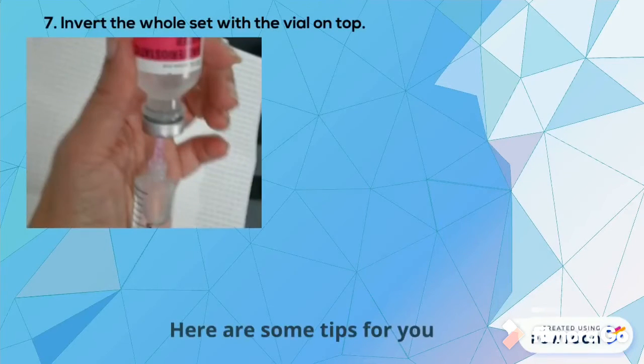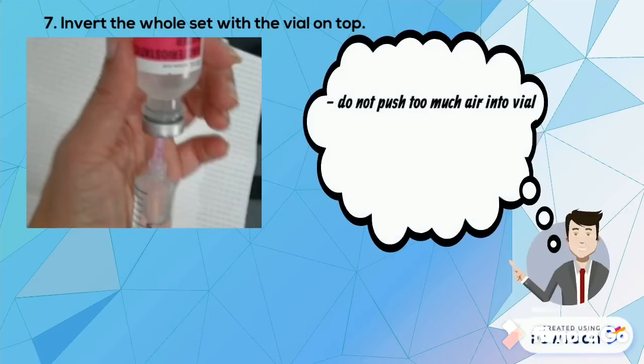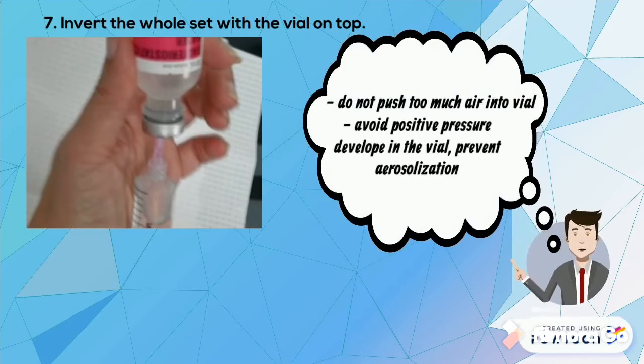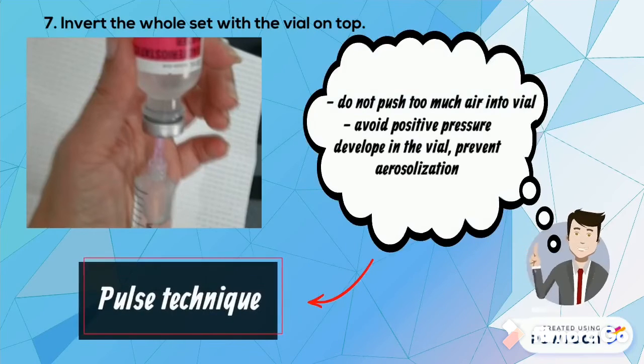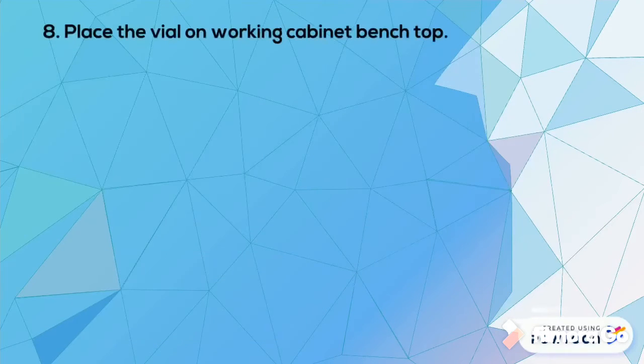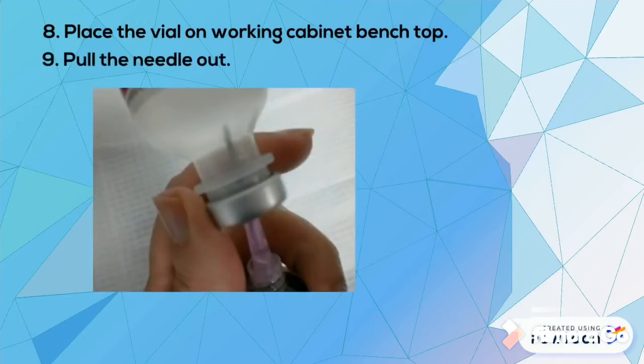Here are some tips for you while inverting the set. Do not push too much air in, and avoid positive pressure developing in the vial to prevent aerosolization. This is called the pulse technique. Next, place the vial on the working cabinet bench top. And lastly, pull the needle out.